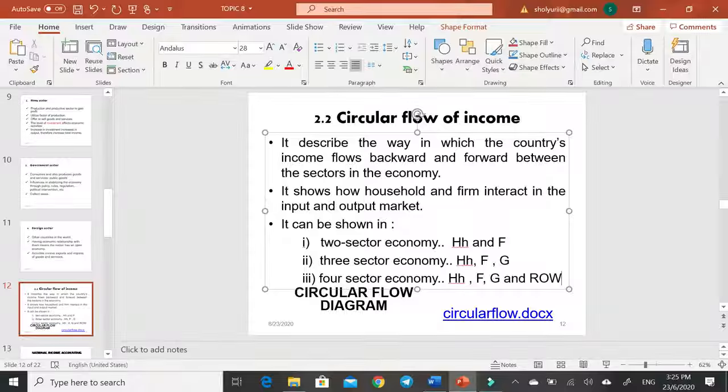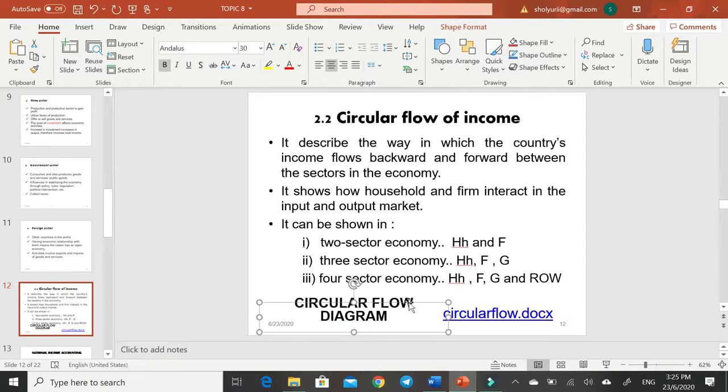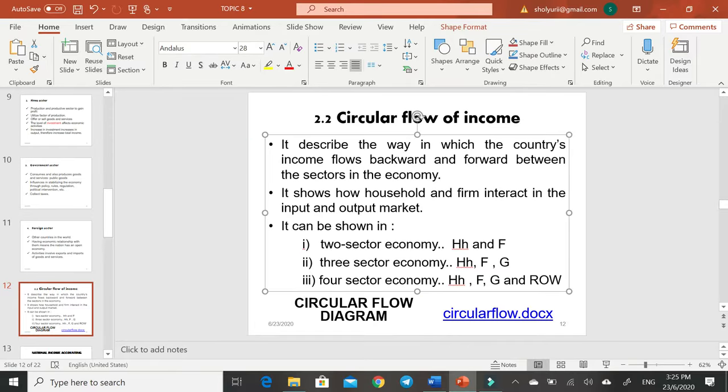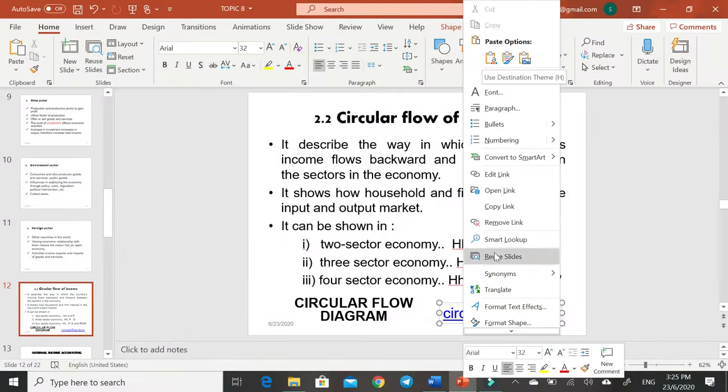So bear in mind, kalau disebut two sectors, maksudnya masa tu kita ada household and firm. Kalau 3 sectors ada household, firms, and government. Kalau 4 sectors ada household, firms, government, and rest of the world. Ada semua sekali lah. So the good news is for your ECO120, we will only focus on the 2 sectors economy. Yay, can. So now kita tengok macam mana circular flow.